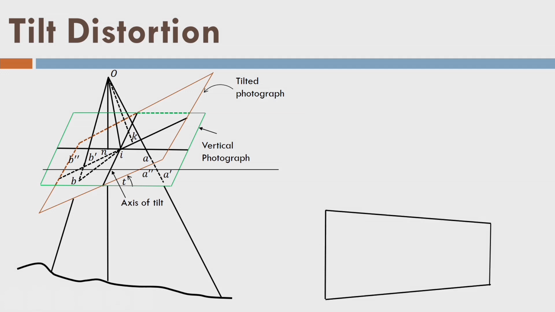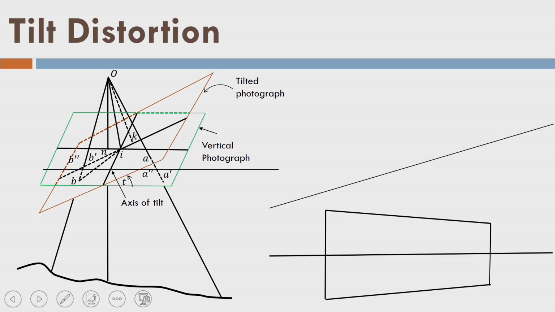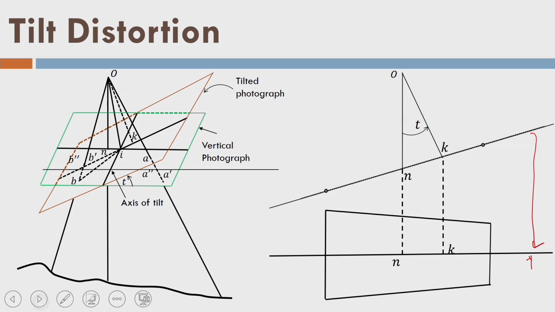Let us look into the tilt distortion. Because of the tilt distortion, what will happen? The image is appearing like that, not the rectangle one. So, this is a tilted photograph. Say this is the plane of tilt. So, this plane of tilt is this on the planimetric image. O is the exposure center and this is another point. So, this is the image of another point here. There is a K point and this is the tilt angle.